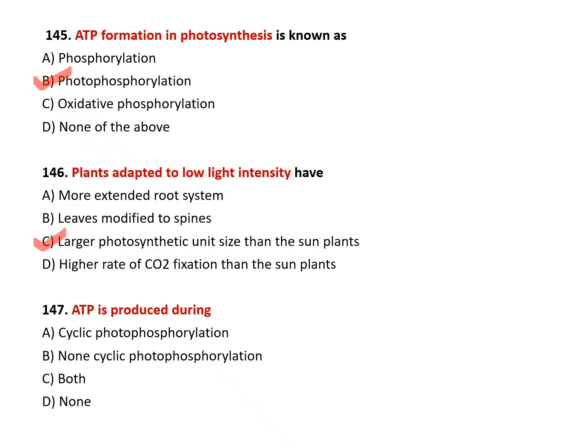The next question, number 147. ATP is produced during option A, cyclic photophosphorylation; option B, non-cyclic photophosphorylation; option C, both; option D, none of the above. The correct answer is option C, both.